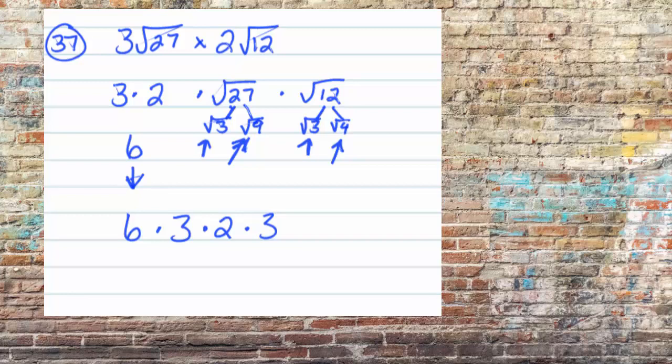So we have the solution, 6 times 3 times 2 times 3. Well, that equals 108.